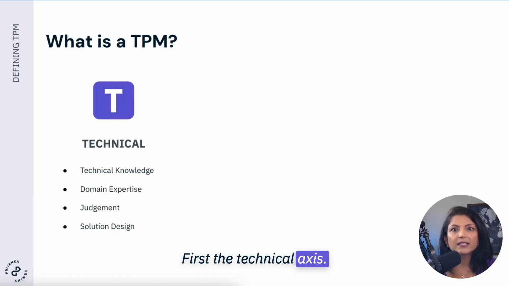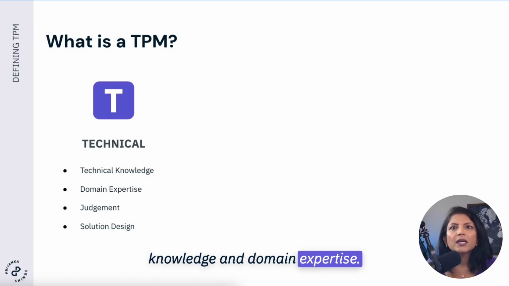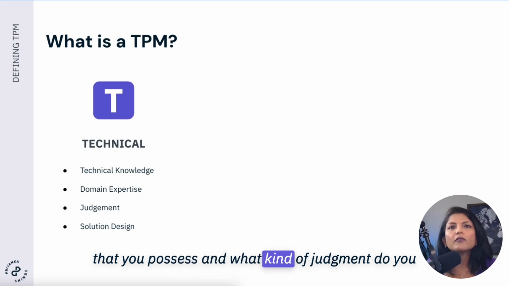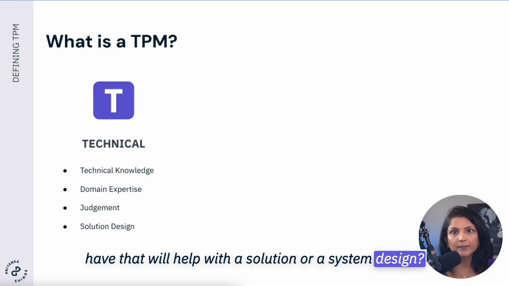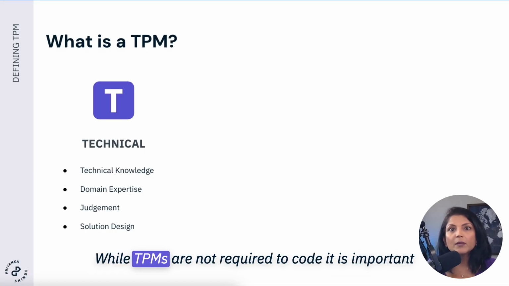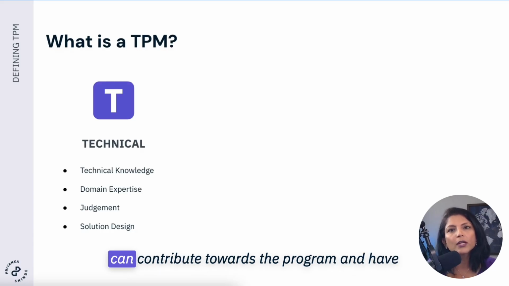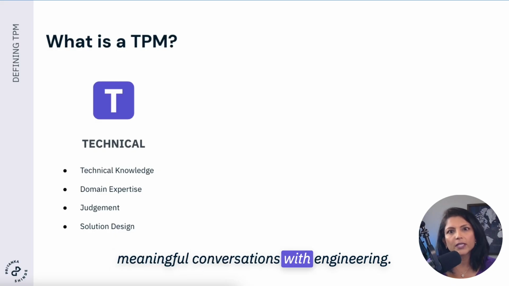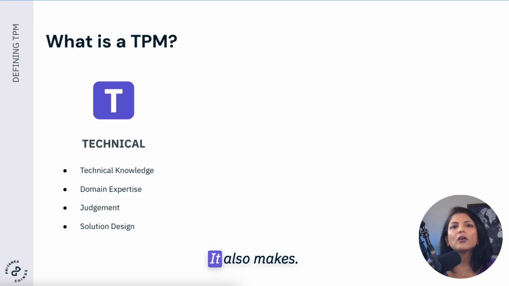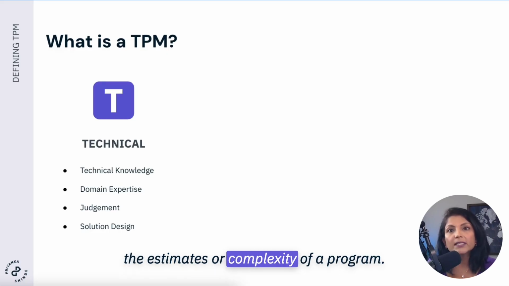First, the technical axis, which is about the technical knowledge and domain expertise that you possess and what kind of judgment you have that will help with a solution or a system design. While TPMs are not required to code, it is important to understand the technical domain so you can contribute towards the program and have meaningful conversations with engineering. It also makes you a better TPM because you will be able to better judge the estimates or complexity of a program.